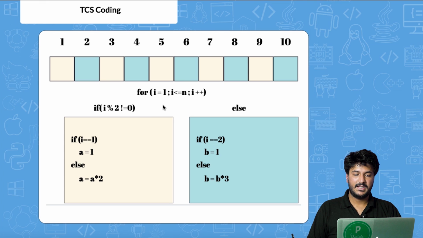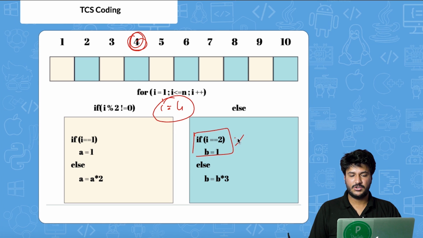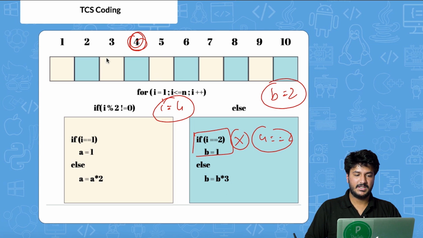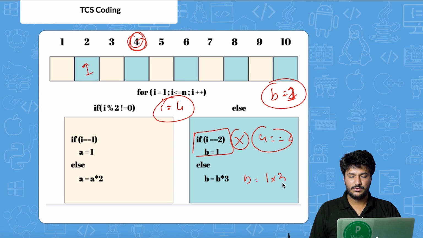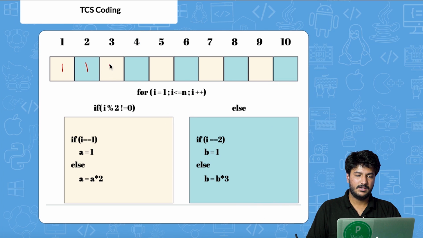Then when i is equal to 4, for this position, the same thing happens. The if is not implemented because 4 is not equal to 2. Then the previous b value was 1 here. So we multiply b equals 1 into 3, that is b equals 3, and then 1 1, then 2, and then 3 are all printed.